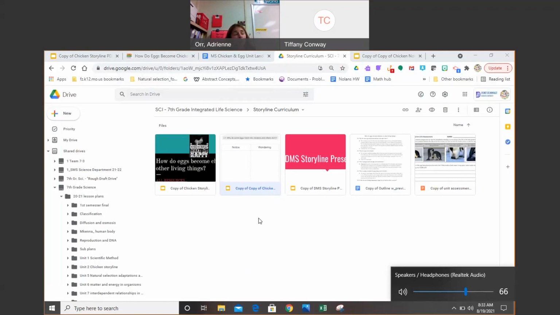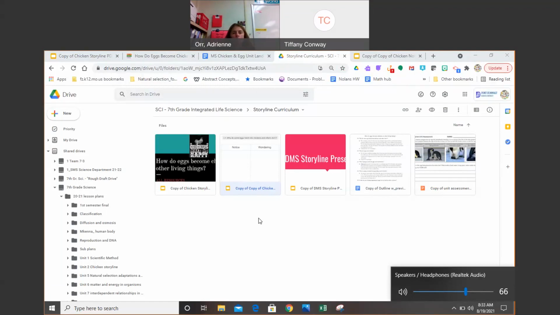Yep. We skipped through osmosis pretty fast and just talked about it in terms of what the chicken needs. But we did come back, because we had to do photosynthesis and respiration. We did an osmosis lab after the whole chicken storyline unit to go back and review those parts again.